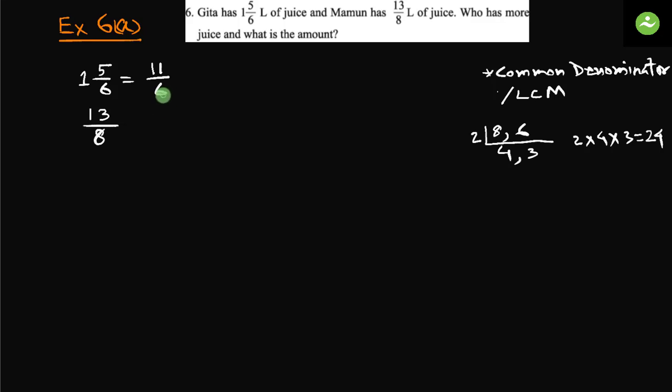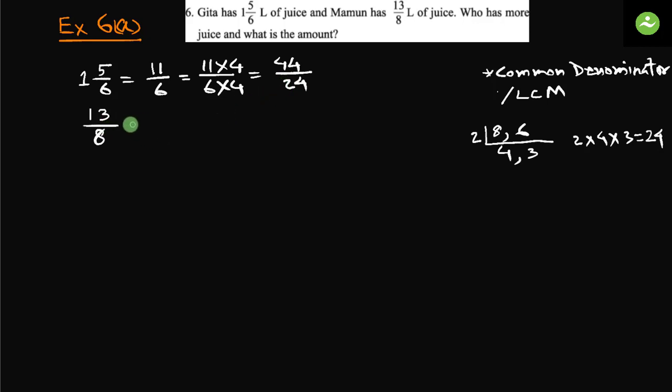Now we have to change the denominator to 24. To make it 24, we have to multiply by 4. 6 into 4. Because we cannot change the value, we have to multiply the numerator also by 4. Same. Equals 44/24.